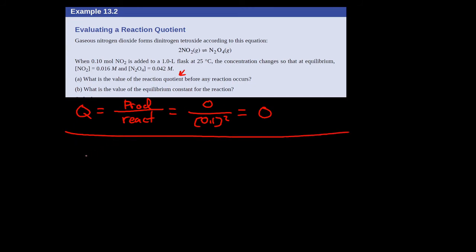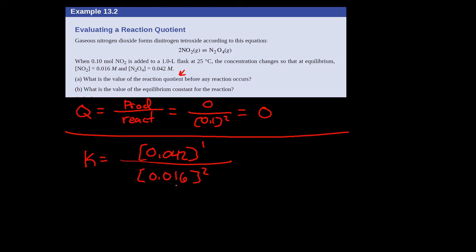After the reaction occurs, when we're at equilibrium, the equilibrium constant is going to be products over reactants. N2O4 is our product, so we have 0.042 raised to the 1, and then 0.016 raised to the second.